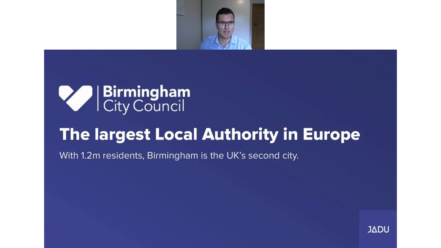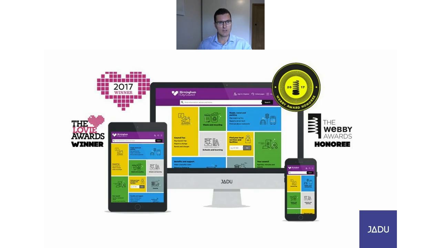So as I mentioned, Birmingham, largest local authority in Europe. I'll give you a bit of an overview of Birmingham. We'll focus mainly on them, and then I'll bring in Gloucestershire and Swindon at the end with a couple of interesting examples of innovation that they've used. So we developed their site using Jadu CMS back in 2016, 2017, and in 2017 we won a bunch of awards, including a Webby and a Lovey Award.